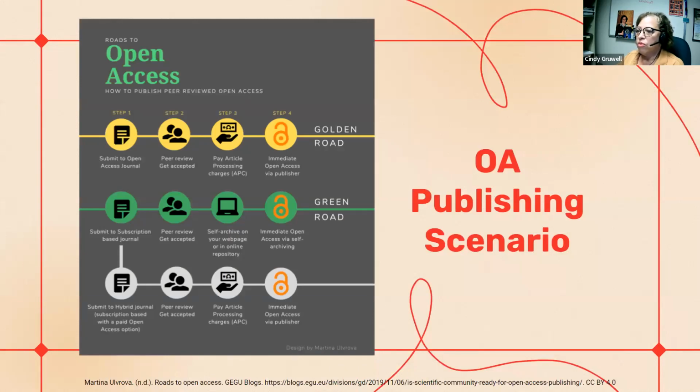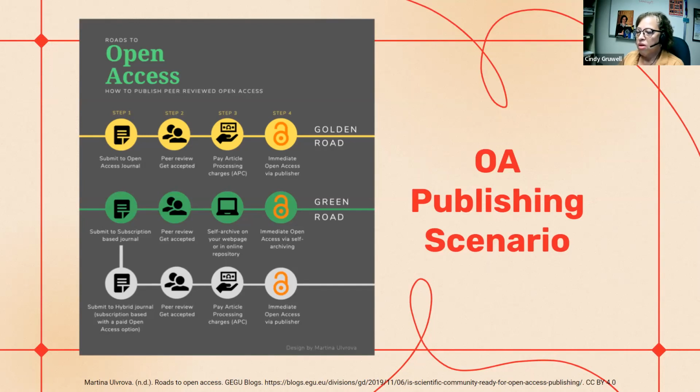So there are a couple different roads. The golden road, which I mentioned, you're submitting to an open access journal. Usually it can be an Elsevier or major publisher. It's just that that particular journal has that ability to do open access. They're peer reviewed and you pay an article processing fee. And then of course it's immediate open access via the publisher.